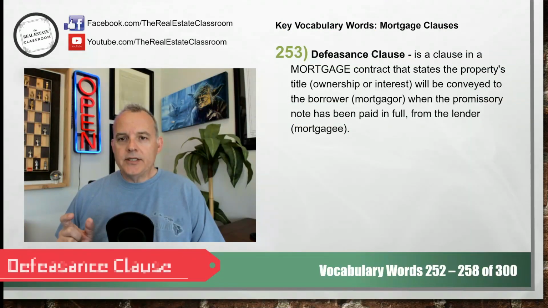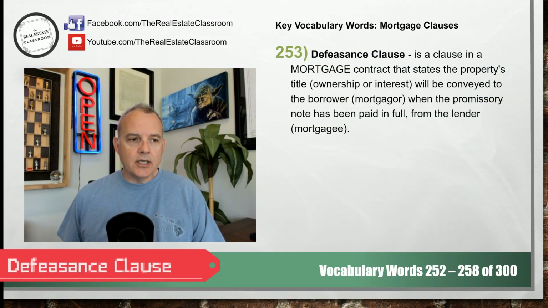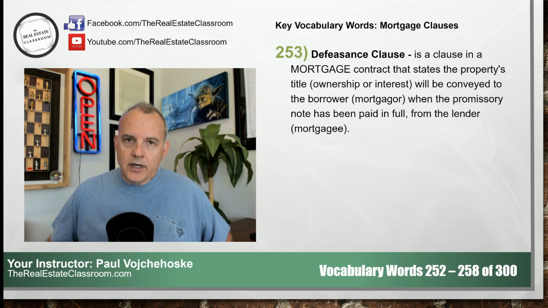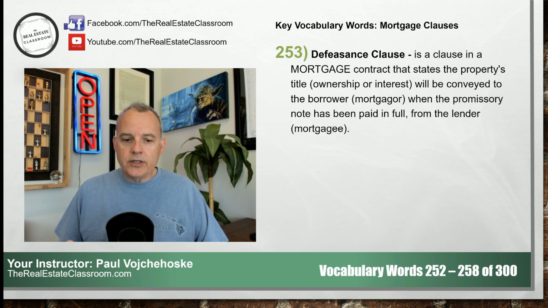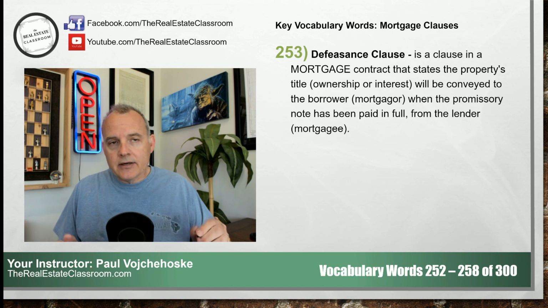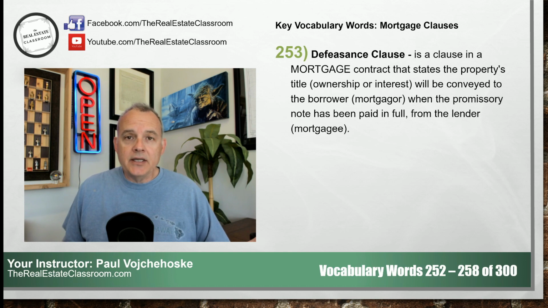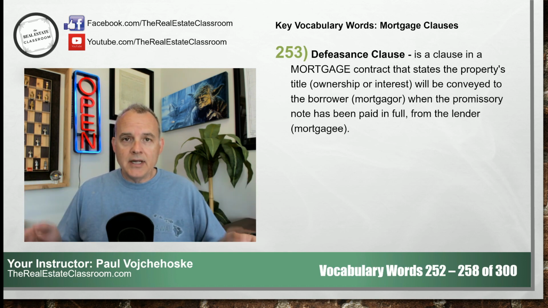Number 253, defeasance clause. This is a clause in a mortgage contract that protects the borrower. Under this clause, if the borrower has fulfilled all the terms and conditions of the promissory note, they paid off the balance and all the other terms and conditions have been met, typically the bank is going to transfer title back to the borrower if they have title, or they're going to remove the lien, or what we call transfer any interest back to the borrower if there is any. But let's say, for example, that the lender says, you know what, I'm not going to do it. I don't care. You paid the loan off, etc., but I'm not going to do it.